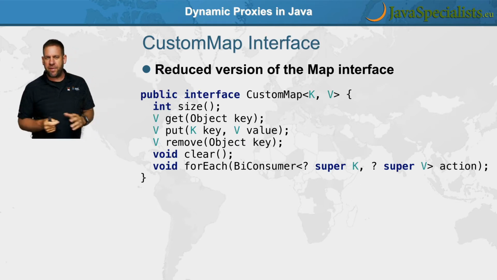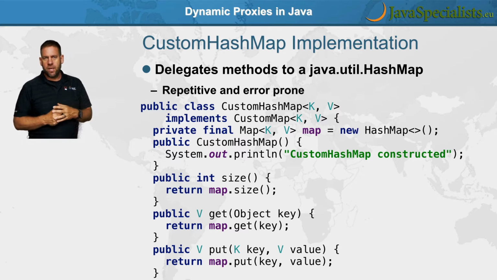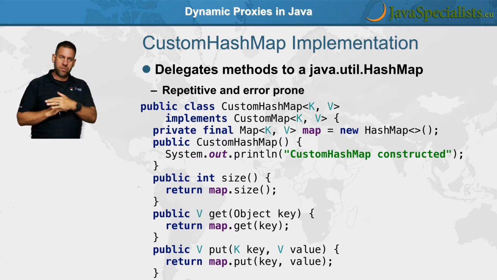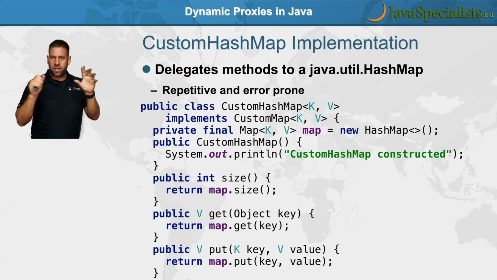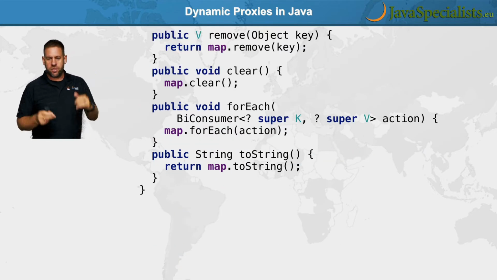This is similar to the map interface. This has 6 methods: size, get, put, remove, clear, and forEach. The custom hash map implements custom map and delegates to a normal Java util hash map. So all 6 methods are delegated. I'm also in the constructor printing out "custom hash map constructed", just so that we can see at what point it gets constructed. This code can be almost entirely generated by your IDE. And it continues: remove, clear, forEach, toString.